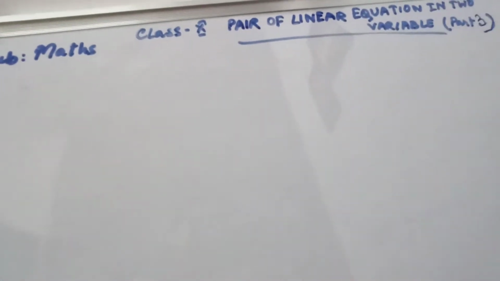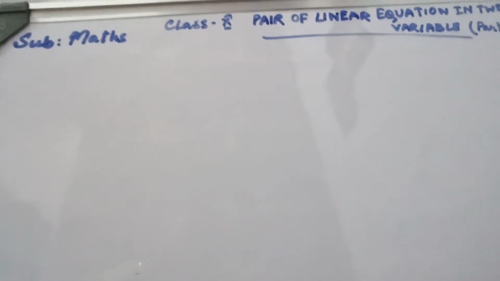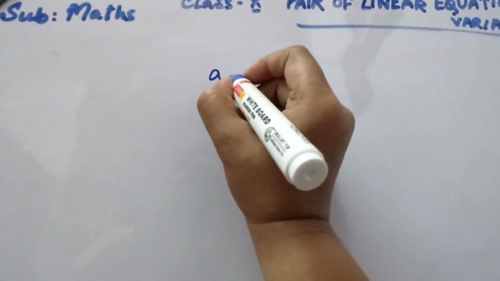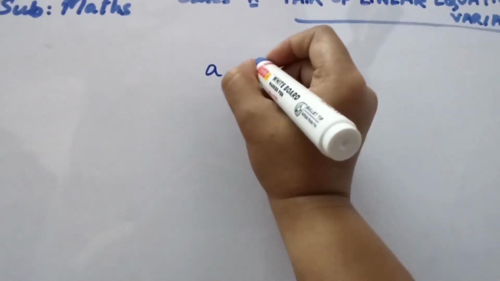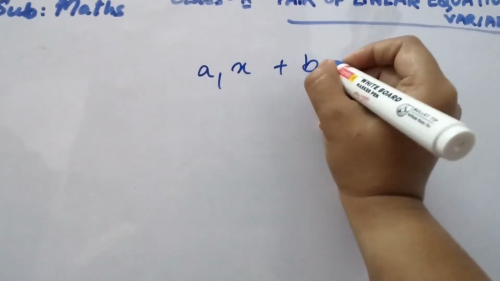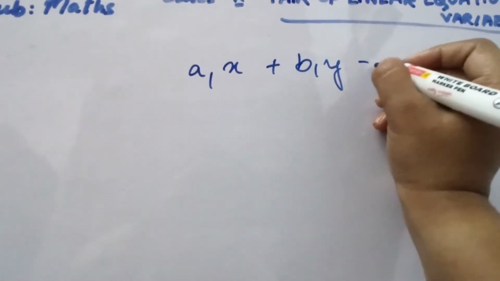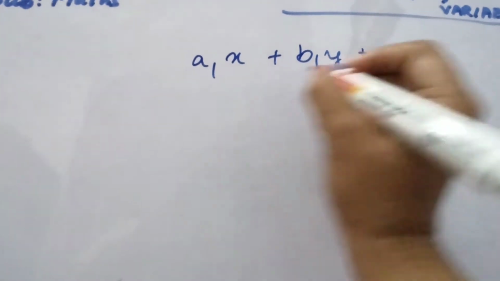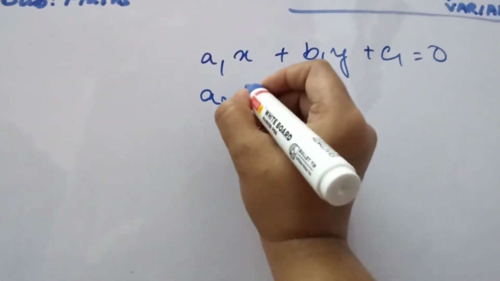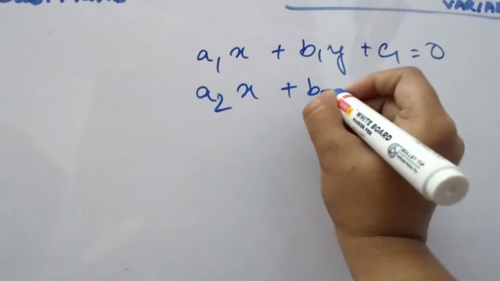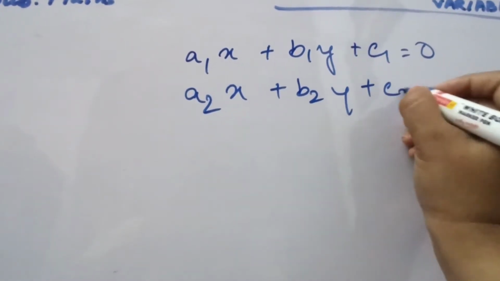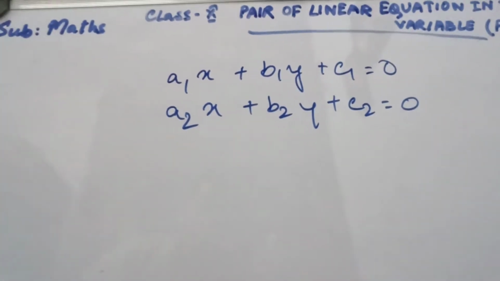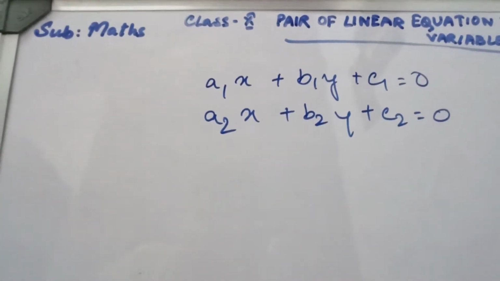Okay, now here what you are going to do, suppose in general form if we write one equation, what do we write? a1x plus b1y plus c1 equal to 0, a2x plus b2y plus c2 is equal to 0. These are the general form of equations, a pair of equations in two variables.